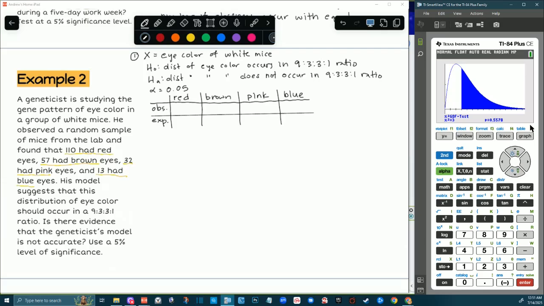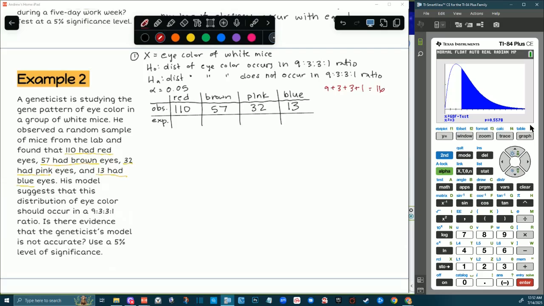So for the observed, we're just going to list what we were given. For the expected, we have to do a little bit of thinking. So off to the side, 9 plus 3 plus 3 plus 1, because that's the ratios. 9 plus 3 is 12, 15 plus 1 is 16. So I know the probability for each of these eye colors.